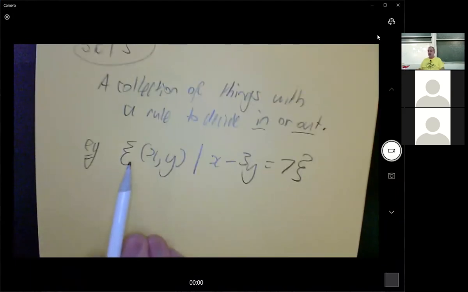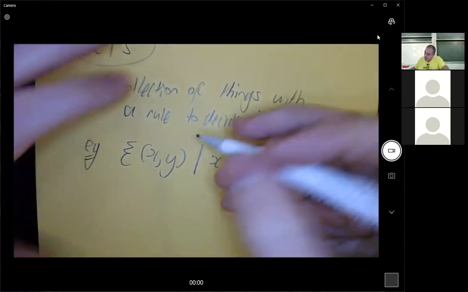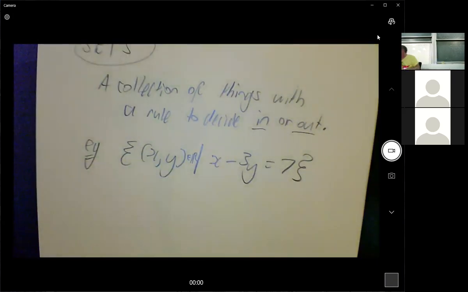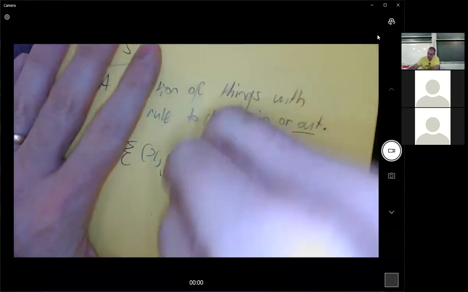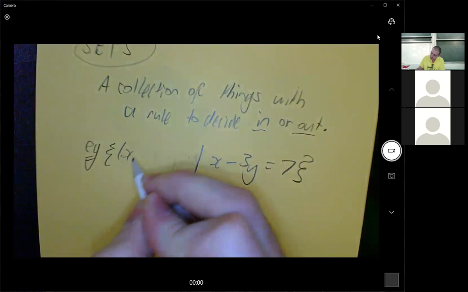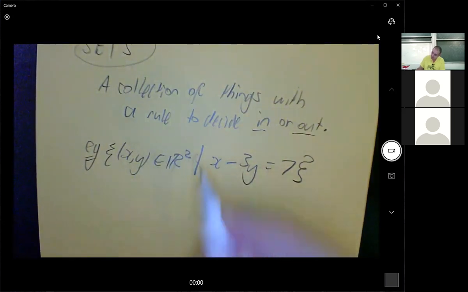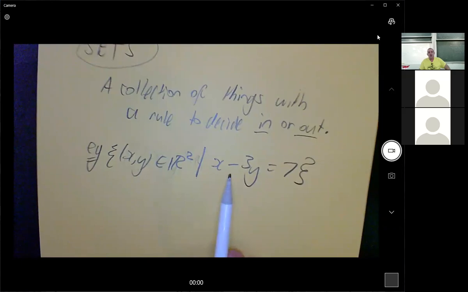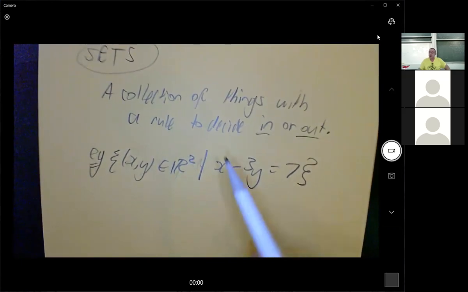So one example, this set, the set of things x, y, I should probably be more specific, in R2. So this is the set of things x, y, which are in R2, which tells me that this x and this y are real numbers, such that x minus 3y is equal to 7. Some people will write a colon in that spot there instead of a vertical bar. There's just no consistency there, it's just the way it's done.